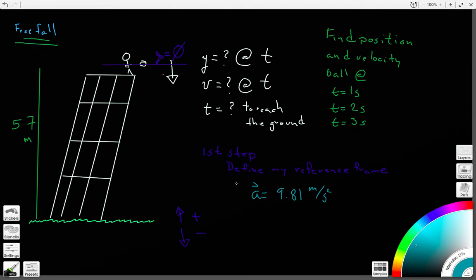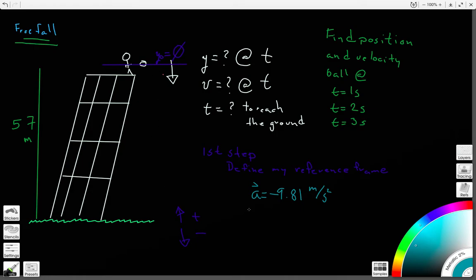Therefore, as acceleration is always downwards, no matter this convention, we will say that it's negative. That way we know that the acceleration that this thing will suffer is in this direction, this direction right here.